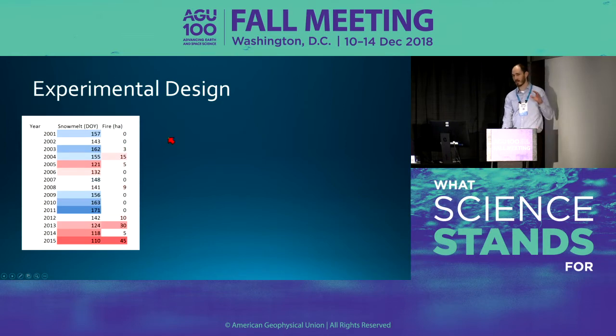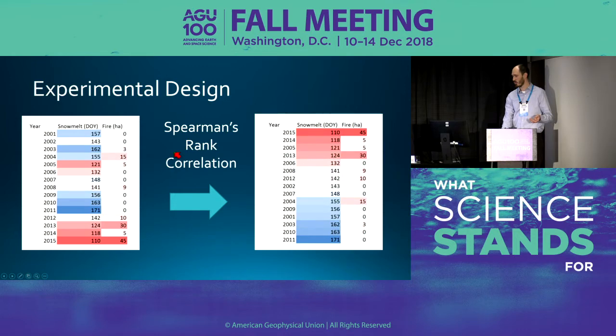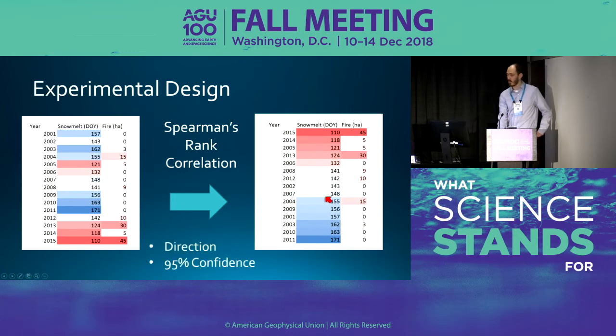All right, I'm going to get a little bit technical here. We then perform what's called a Spearman rank correlation. So you rank the data in terms of the earliest snowmelt to the latest snowmelt, and you see how the wildfires stack up. So in this example, we're getting a lot more wildfire during these earlier snowmelt years. The advantages of this correlation are that it'll tell us the direction of the relationship that we're looking at, and it can also give us a confidence interval. So for the two examples I'm going to share with you now, we are 95% confident that there is a significant relationship between snow and wildfire.